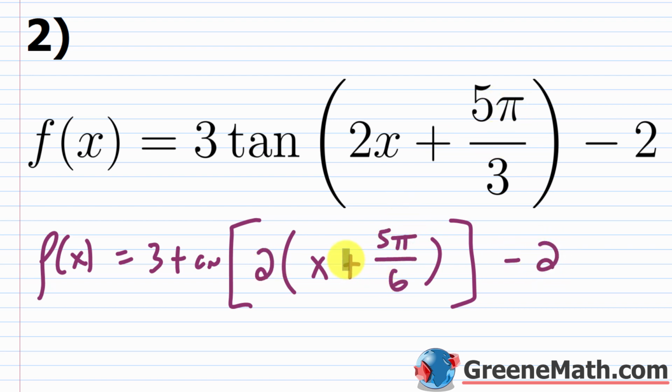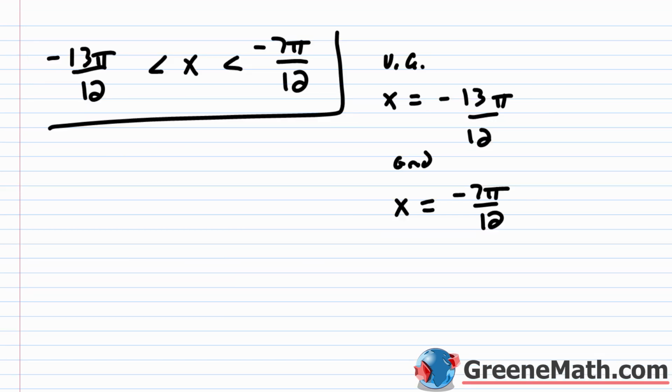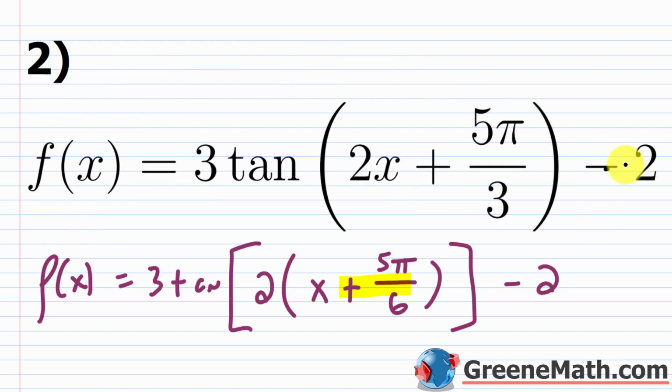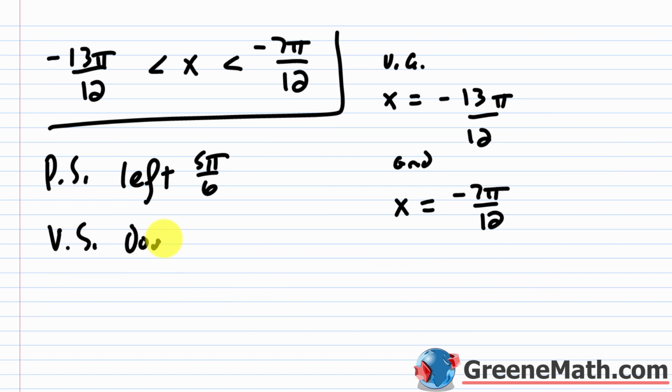For the phase shift, again, you have x plus 5 pi over 6. So that means I need to go to the left by 5 pi over 6. So let me write that in here. So for the phase shift, we're going to go left 5 pi over 6. We also need the vertical shift, and that's just going to be down by 2 because you have that minus 2 outside. So let's put down 2.